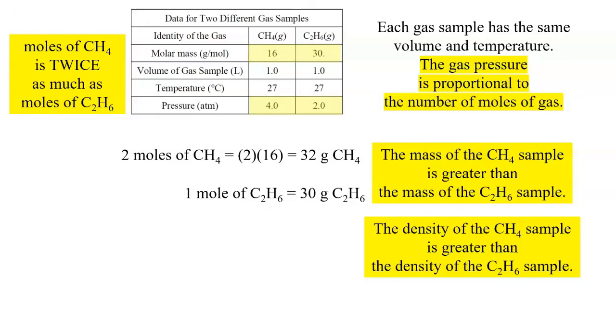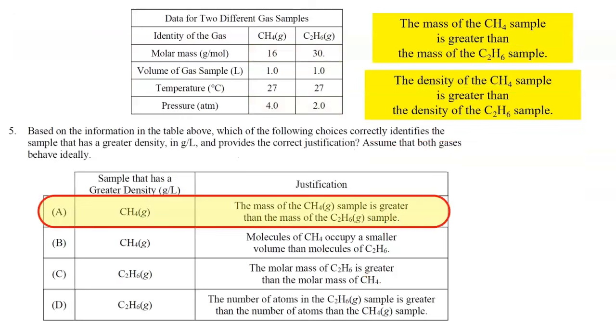So the correct answer to question 5 is choice A. The sample that has a greater density is CH4, and the justification is because the mass of the CH4 sample is greater than the mass of the C2H6 sample.